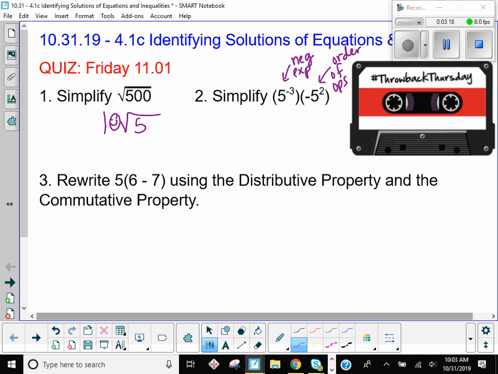If you like to factor just till you get to a perfect square, what's the biggest perfect square that goes into 500? Bigger than that, bigger, 100. So what is the square root of 100? 10. So it doesn't matter which way you do. Thank you.